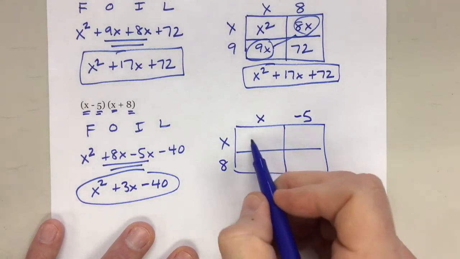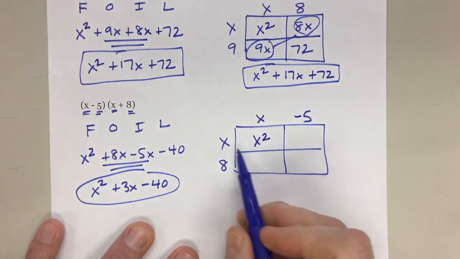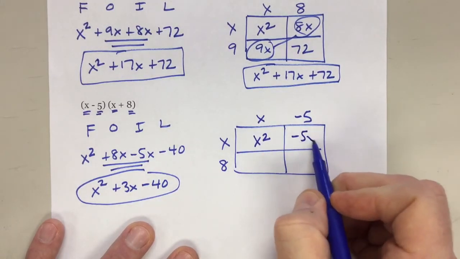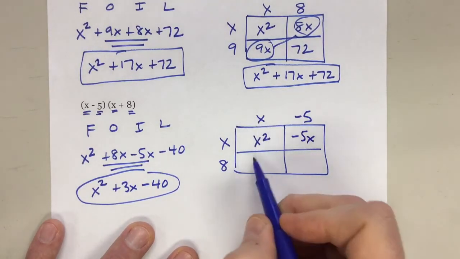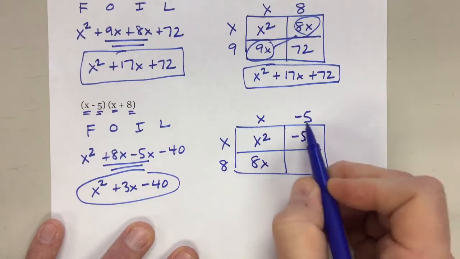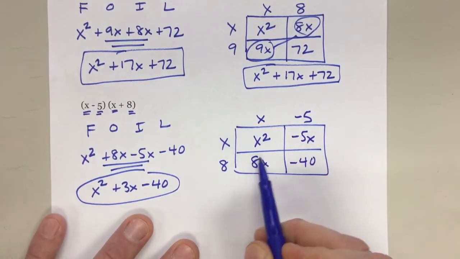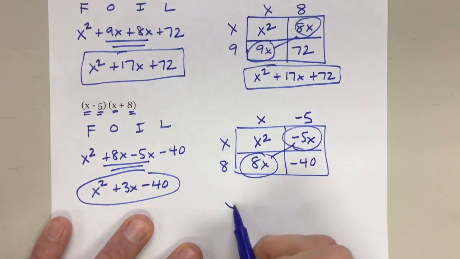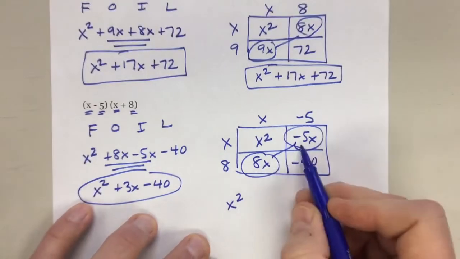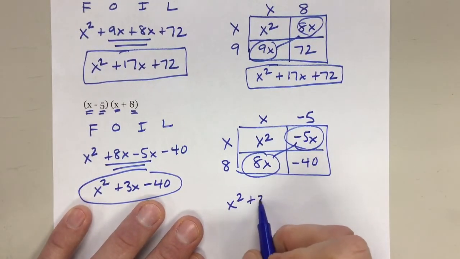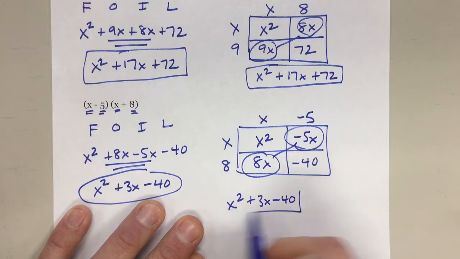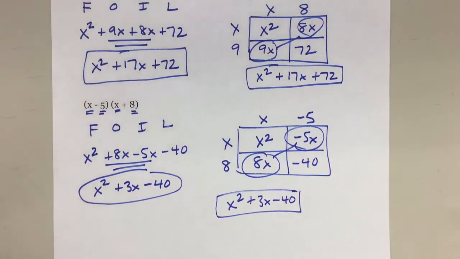Anyway, x times x is x squared. X times negative 5 is negative 5x. 8 times x is 8x. And 8 times negative 5 is negative 40. Again, the diagonals are like terms. If you want to circle them, that helps. But I add those together, and I get exactly the same answer I got before.